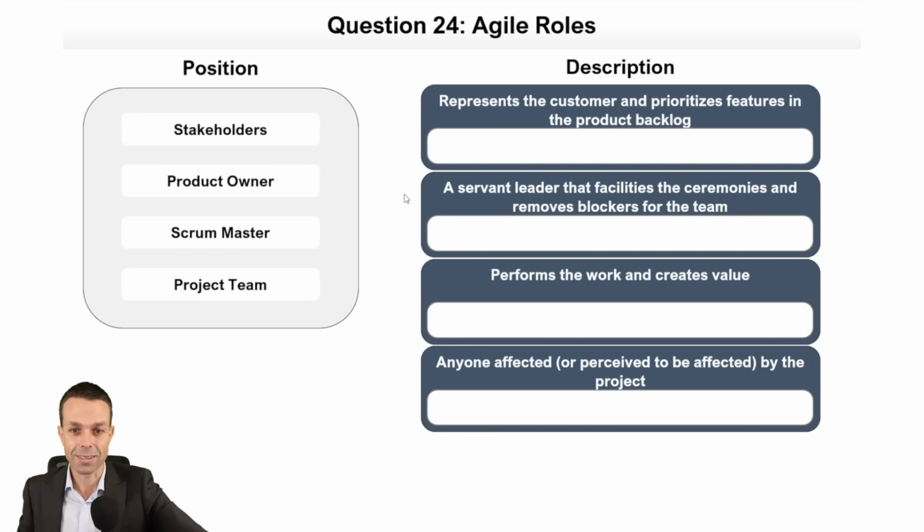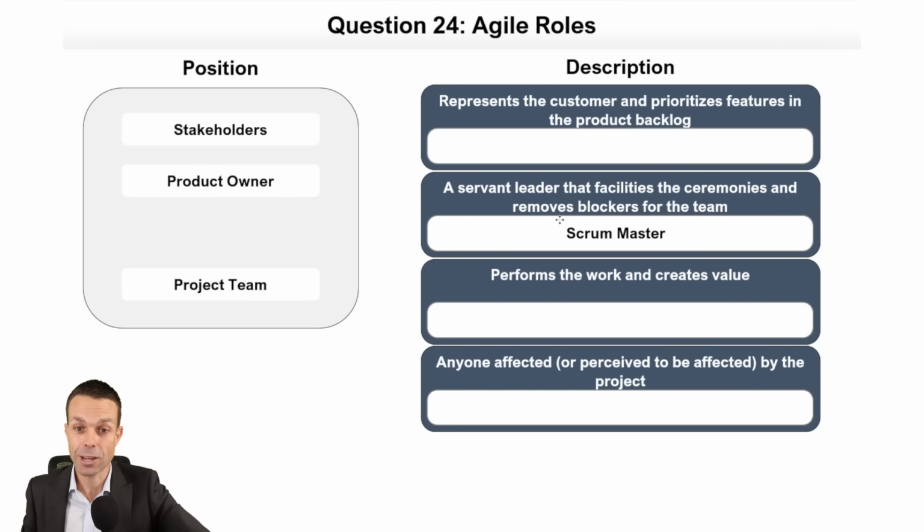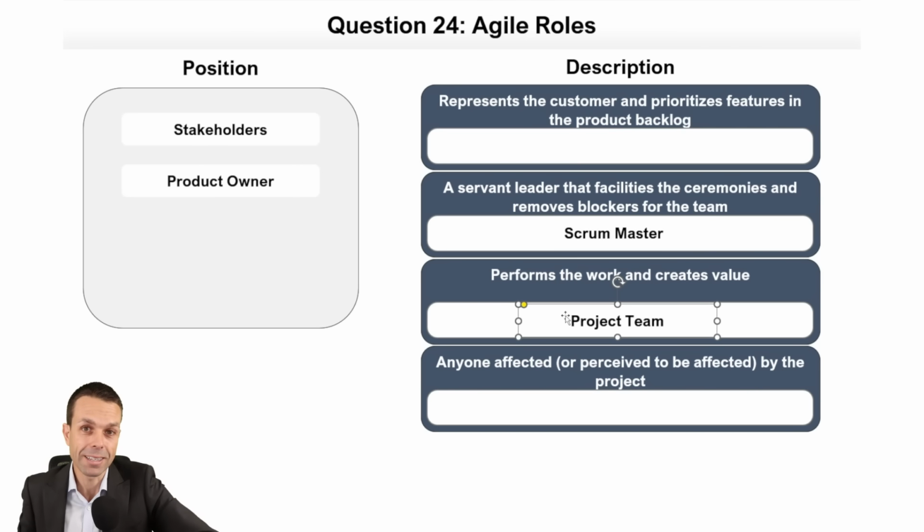The Scrum Master is, who have we got? A servant leader that facilitates ceremonies and removes blockers for the team. The project team are the people who do the work. Yes, they perform the work and they create value, also known as developers in a Scrum team, but basically the team, because it doesn't have to be development work. It could be knowledge work or research work or analysis.